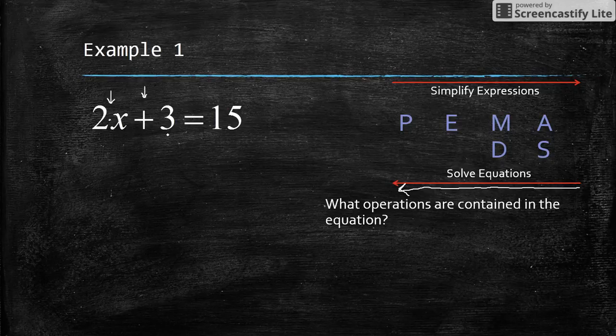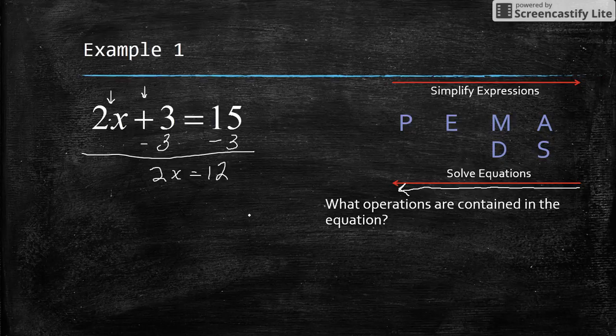Well, I have some addition right here. So the way I'm going to get rid of that is to subtract 3 from both sides. I end up with 2x is equal to 15 minus 3, which is 12. Now I'm down to a single-step equation where I just have 2 times x. And so I've got multiplication here. That puts me right over here at the M and the D in my order of operations. So I need to undo that multiplication, and I'm going to do that by dividing away that 2.